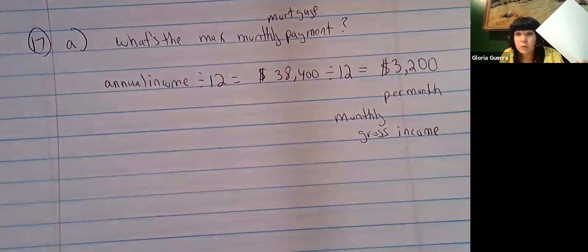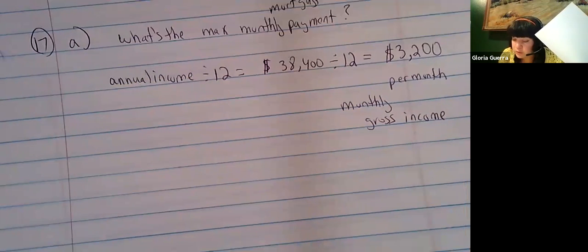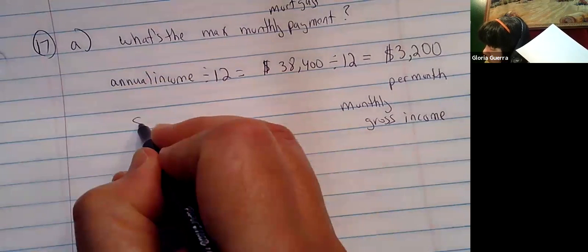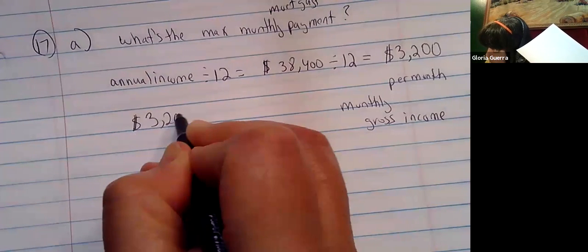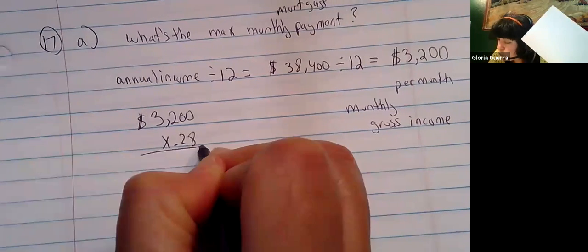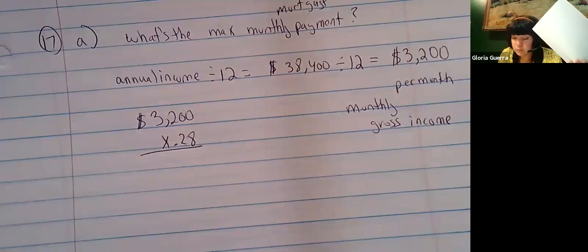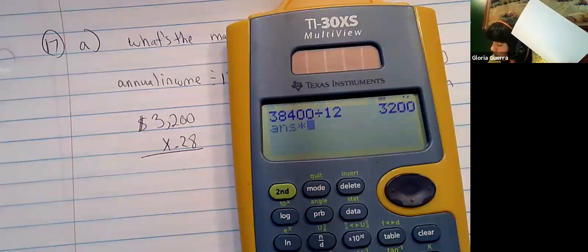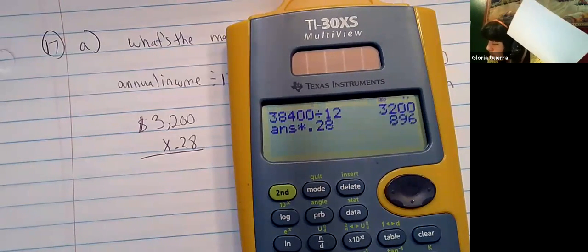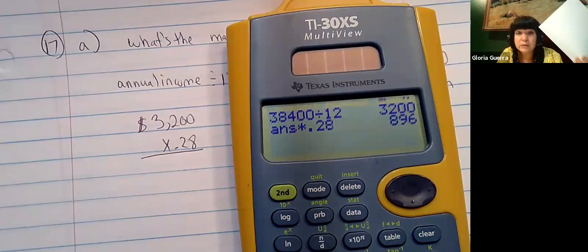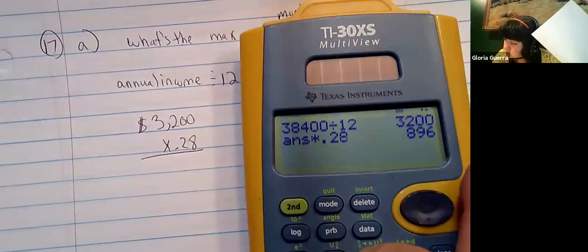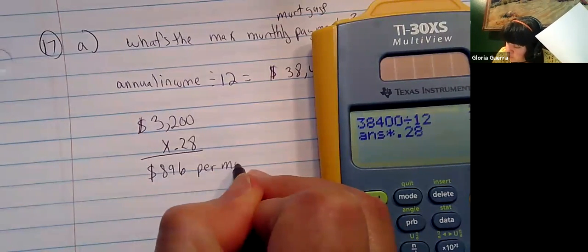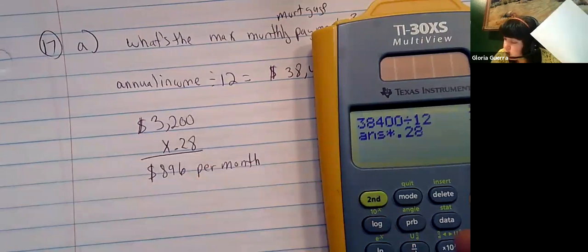So now you want to take that value, the 3,200, and multiply it by the 28%. 28% is 0.28. So I just do times 0.28, which is $896. This is per month, and this is for a mortgage payment.